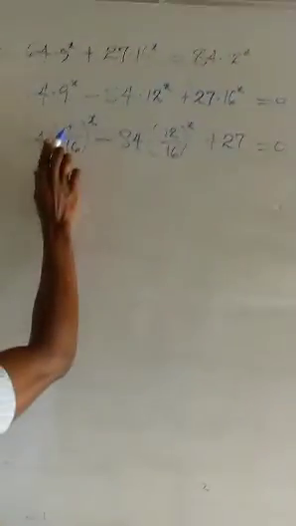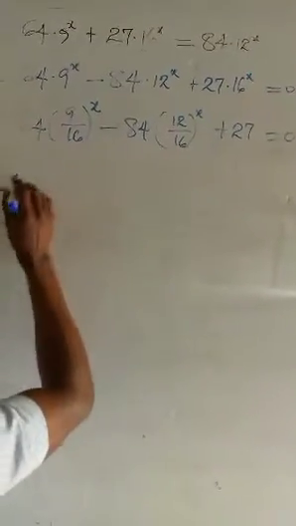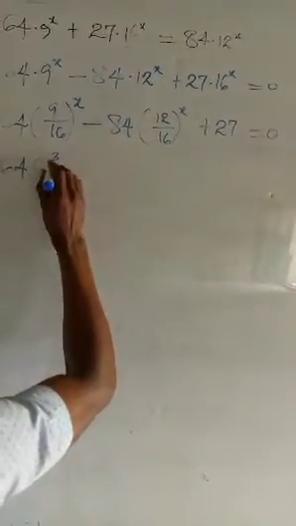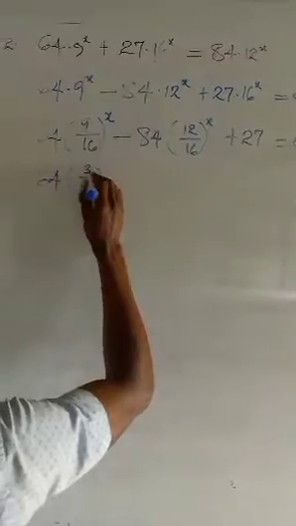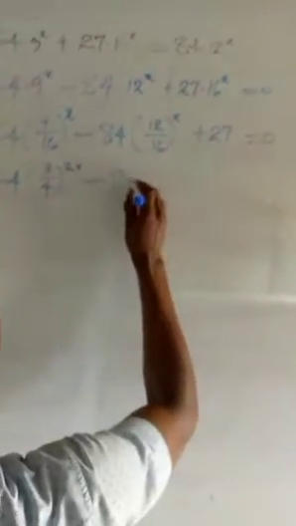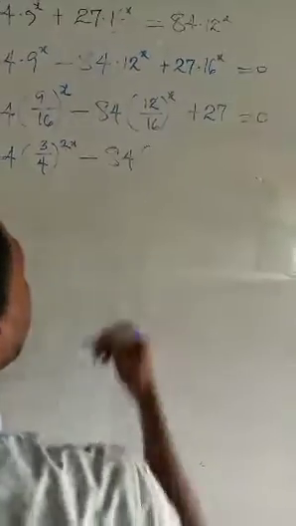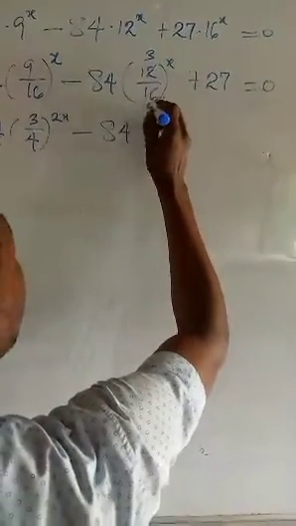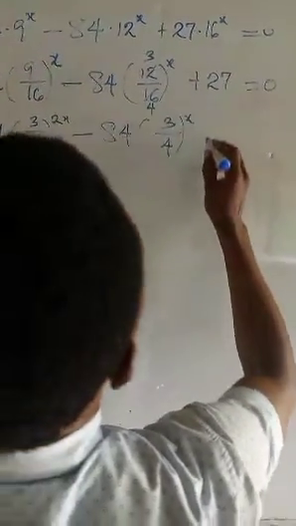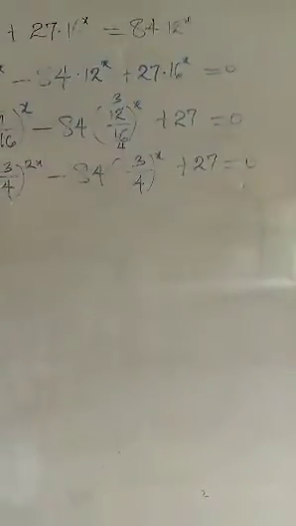Now let's look at this. You can express this as 3 raised to power 2 and this one as 4 raised to power 2. So we have 64 into 3 all over 4 raised to power 2x. Then minus 84 into this one, 3 over 4, so we have 3 all over 4 here, this for x, then plus 27 equals to 0.